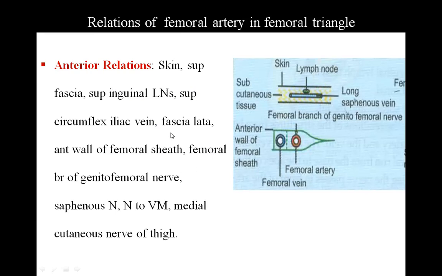So, skin, superficial fascia. In the superficial fascia, there are superficial inguinal group of lymph nodes, then superficial circumflex iliac vein, fascia lata, nothing but the deep fascia, anterior wall of the femoral sheath, femoral branch of the genitofemoral nerve, saphenous nerve, nerve to the vastus medialis, and medial cutaneous nerve of the thigh. These are the anterior relations of the femoral artery in the femoral triangle.